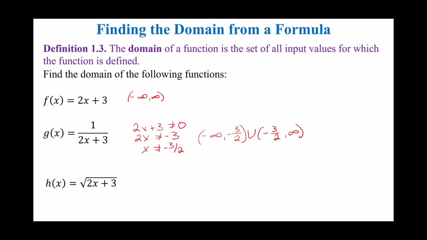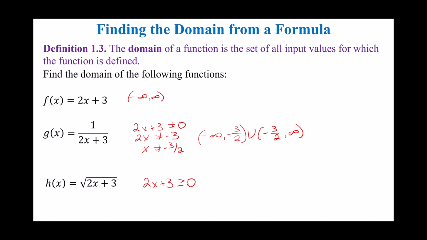Now let's look at h of x. We have square root of 2x plus 3. Thinking about real numbers, the only numbers that we can take a square root of are non-negative numbers, or any even root. If it was a 4th root, a 6th root, we can only take an even root of non-negative numbers. So whatever's inside the square root has to be 0 or greater.